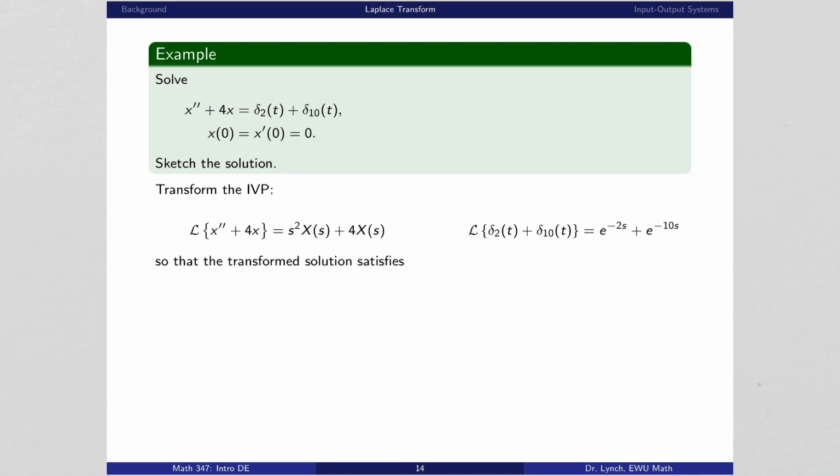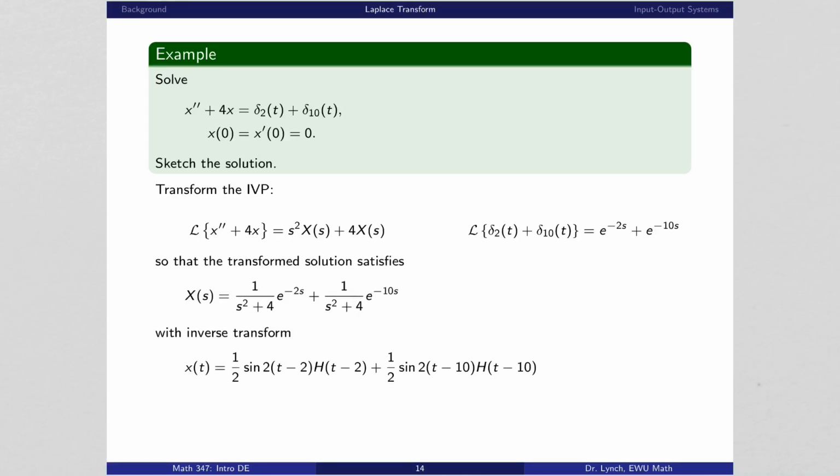So we can use the Laplace transform to, again, transform the initial value problem, transforming the left and right hand side. So here's the transform solution. That transform solution, again, is just found by setting these two equal and solving for our transform solution. Okay, so there's a component here involving e to the minus 2s over s squared plus 4, a component involving e to the minus 10s over s squared plus 4, and we'll go ahead and use the inverse transform to represent the solution using our switching property. So we can see here a switch on at time 2 and a switch on at time 10.